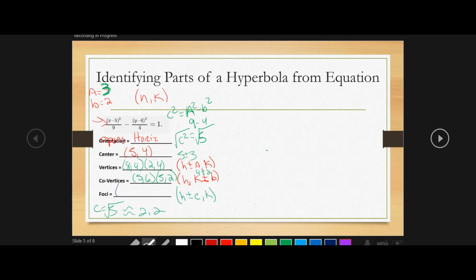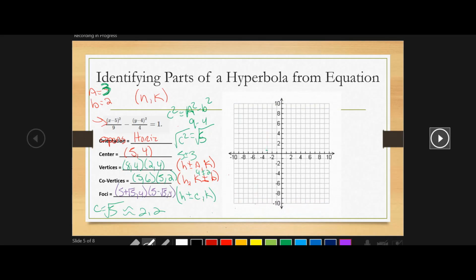So it would be 5 plus root 5, comma 4, and 5 minus root 5, comma 4. If you wanted to plug in the decimal and get the decimal, perfectly fine. All right, let's look at the graph.